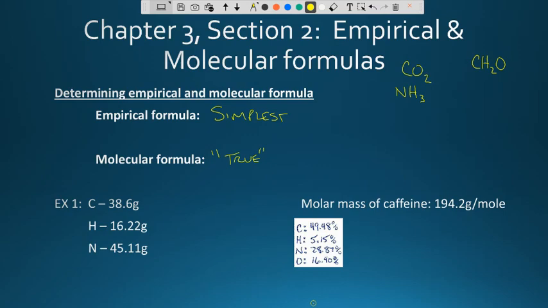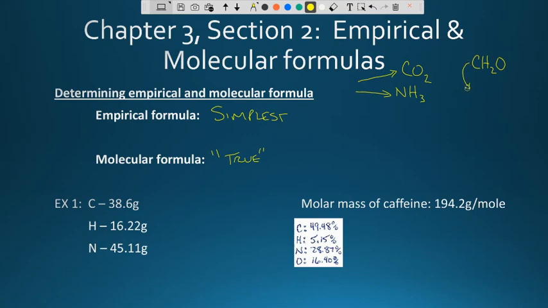Now, the reality is sometimes what we find for its simplest form is also its true form. So if I've figured out things to be in its simplest form CO2, and it indeed was carbon dioxide, that's also considered a molecular formula. Same thing for ammonia. I figure out in its simplest form it was a ratio of 1 to 3 for nitrogens to hydrogens. But when I do more math with it, I realize, nope, that's actually the ratio it's in. Then I would say that it's empirical as well as molecular.